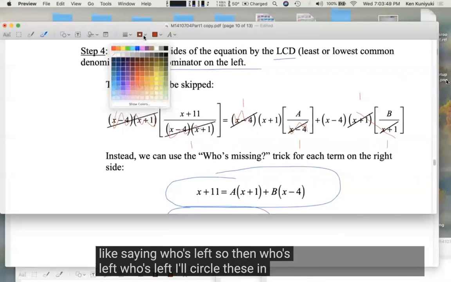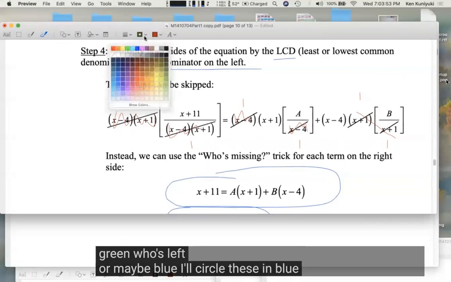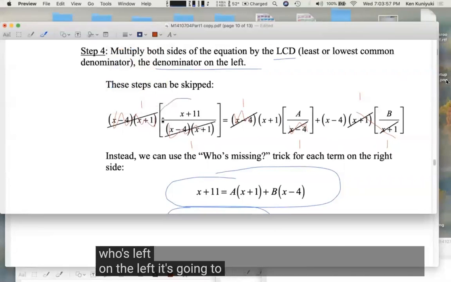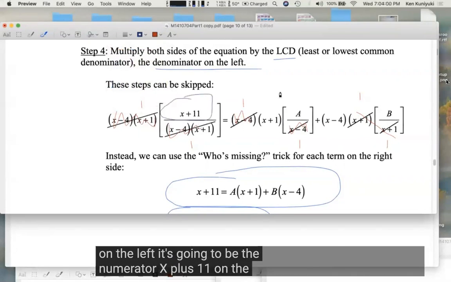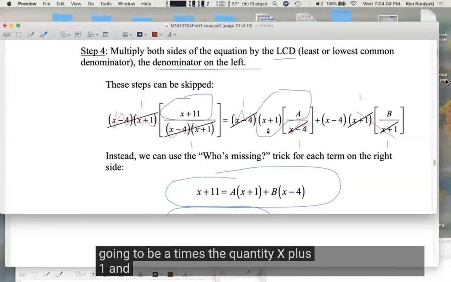I'll circle these in green. Who's left? Or maybe blue. I'll circle these in blue. Who's left? On the left, it's going to be the numerator, x plus 11. On the right, it's going to be a times the quantity x plus 1.